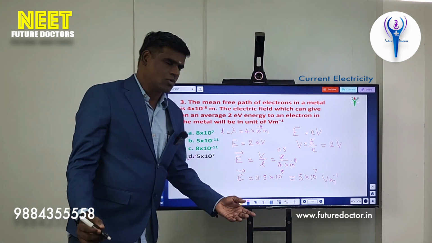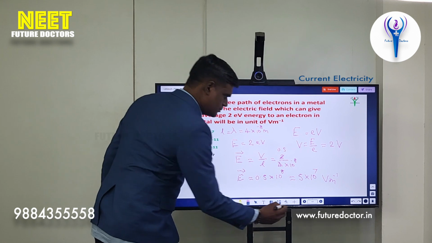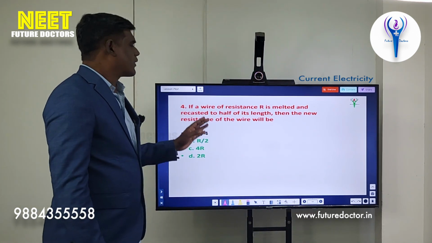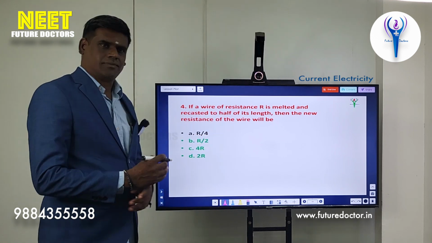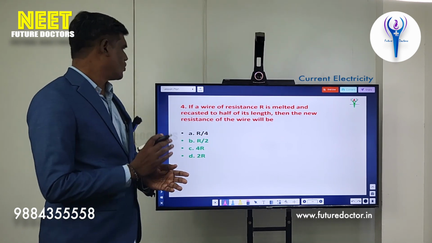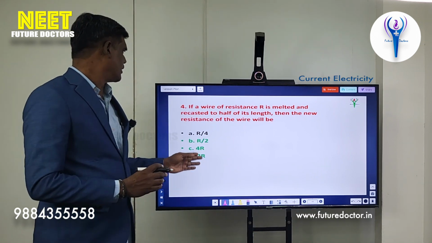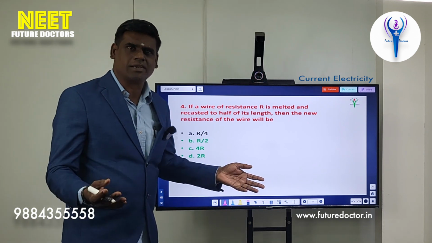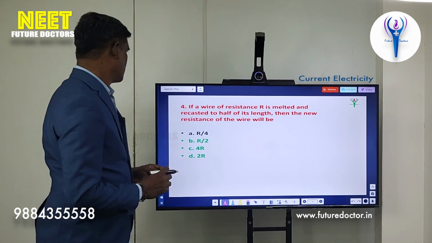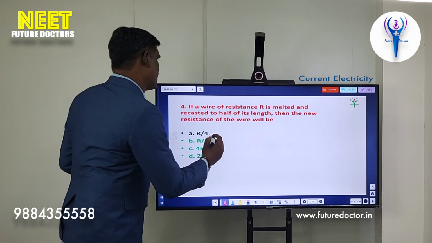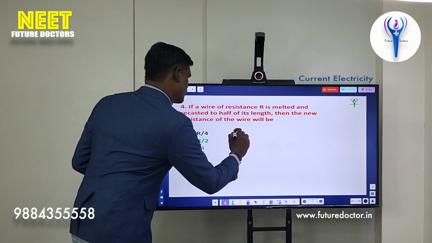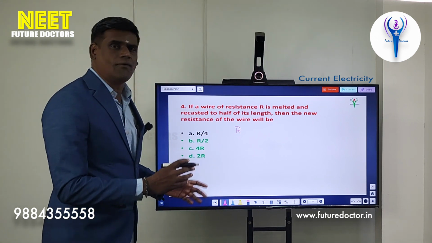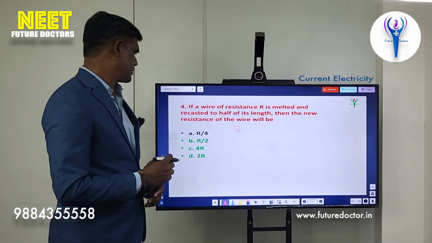Okay. We'll move to the next problem, the fourth problem. If a wire of resistance R is melted and recasted to half of its length, then the new resistance of the wire will be dash. Recasted means reshaping. That is, R is the actual resistance of the wire, and it's melted and recasted to half its length.